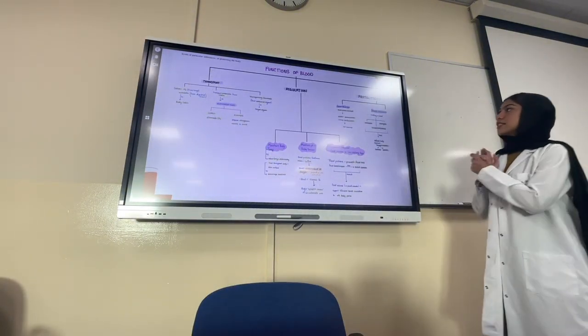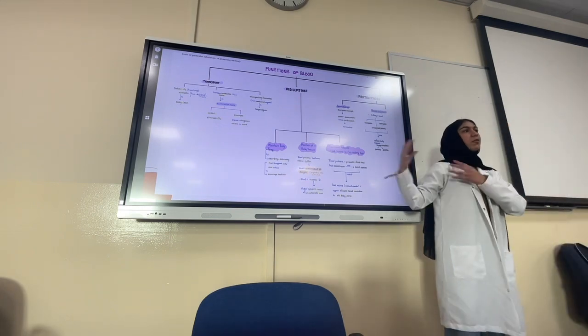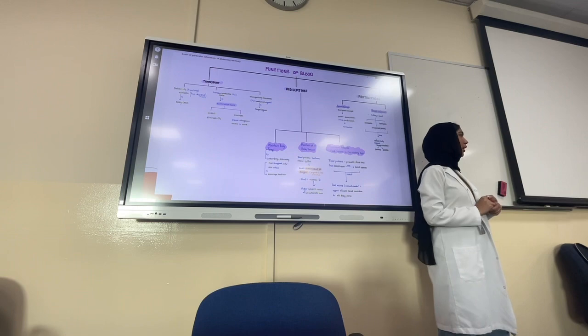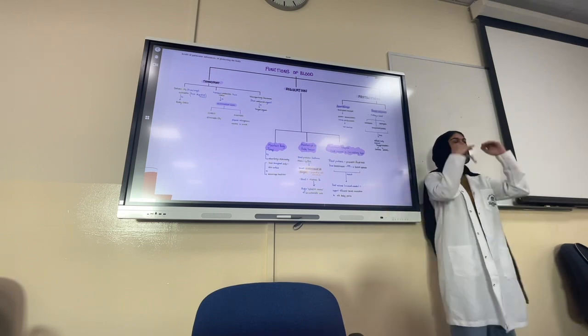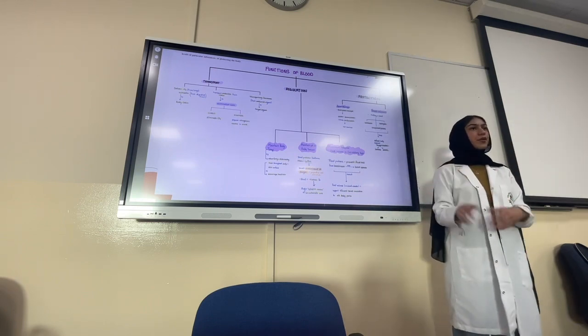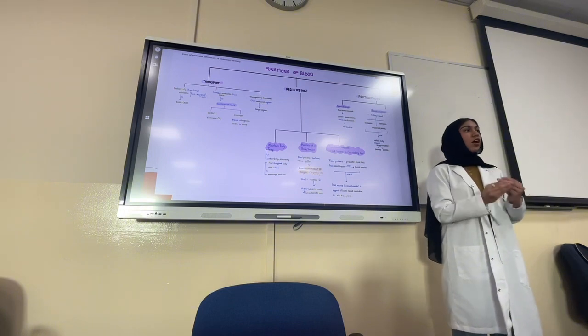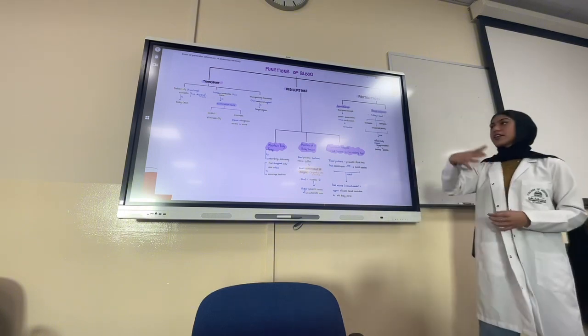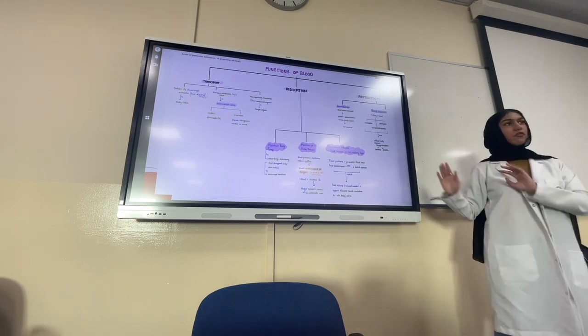Okay, first thing is the functions of blood. It might seem so simple, but I remember last year we had a TBL question, right? We had a TBL question. All of the options were functions of blood. They were just trying to confuse us and ask us which particular function of blood they are referring to, okay? And this is an easy concept, but just focus, okay?